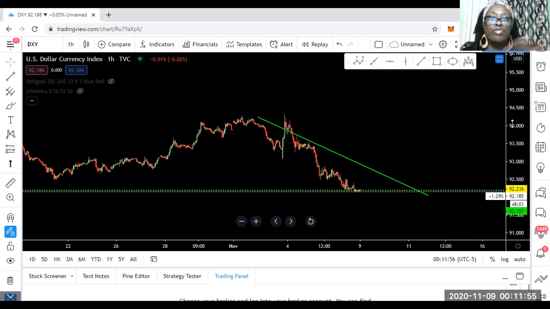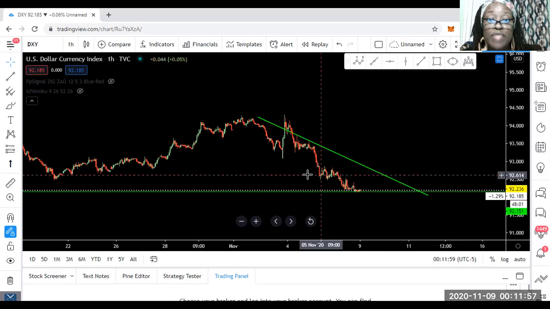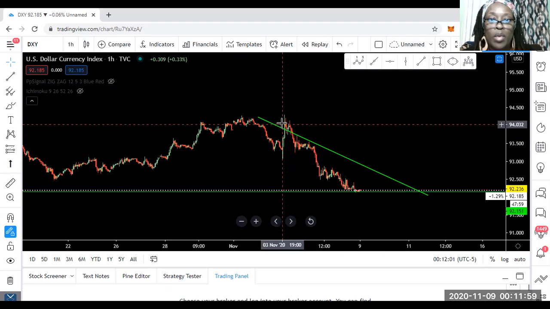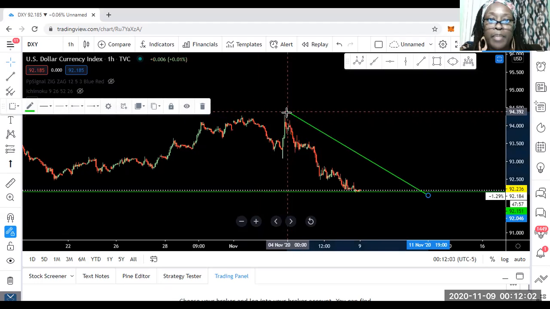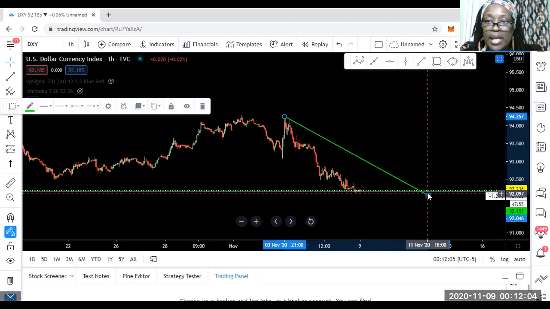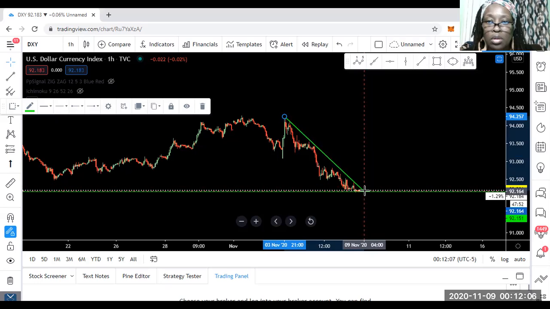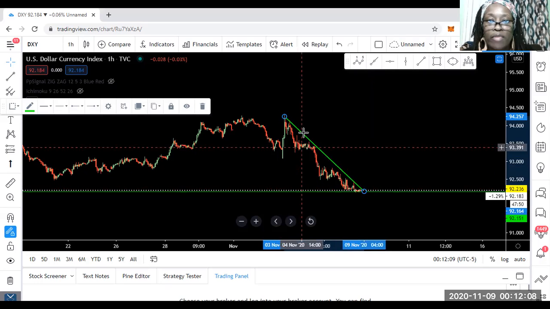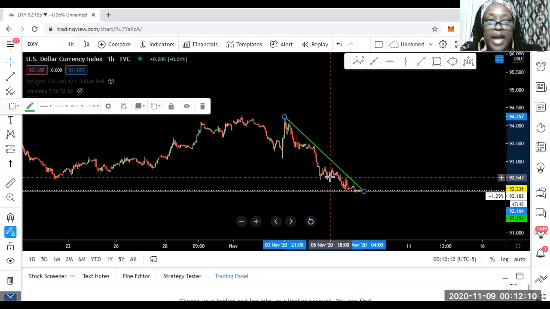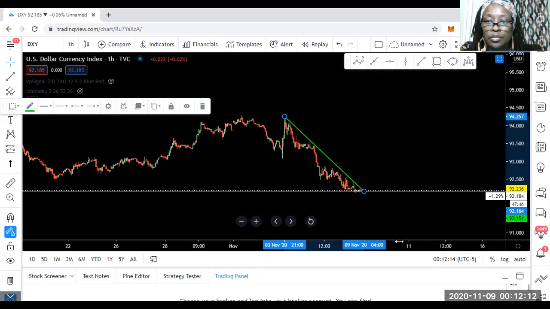I'm looking for price to reverse, right? So I'm going to show you that on the system as well. What I'm doing is just based on market structure that I see. Let me just straighten this out, straighten out that trend line right there. So I do see that here.